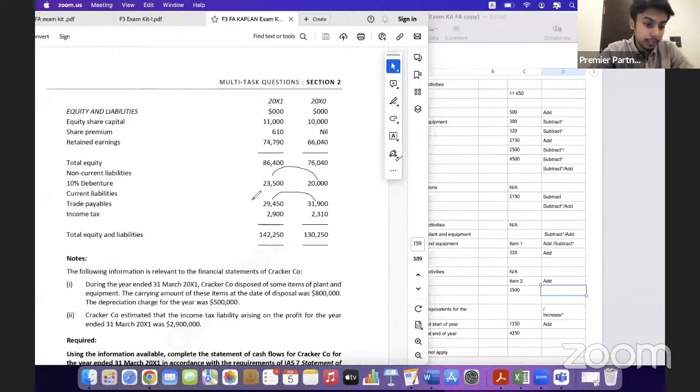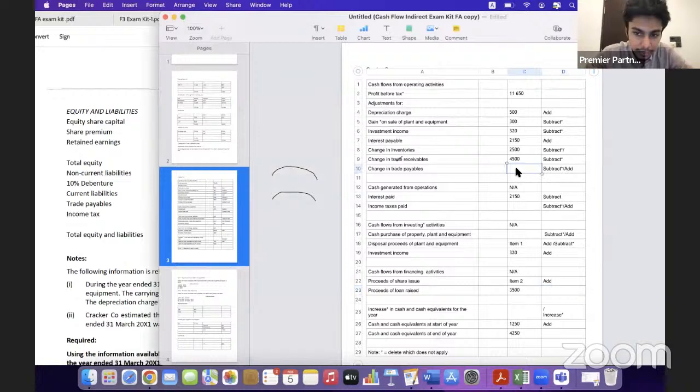31,900 minus 29,450. There's a difference of 2,450. Now, guys, it has gone down. Can you see 31 became 29 means it has reduced. So when it reduces, that means we have settled them. So guys, when you settle them, what will happen? Money goes out. So therefore, guys, it has to be subtract. Okay. When you settle your trade payable, you're paying them, no, guys. So cash outflow. So that's why we are writing it as subtract.